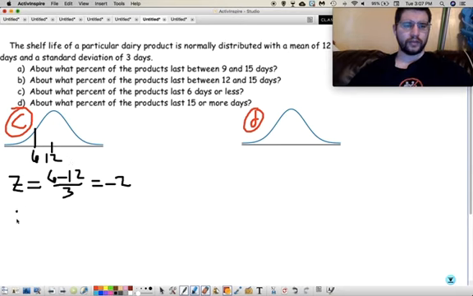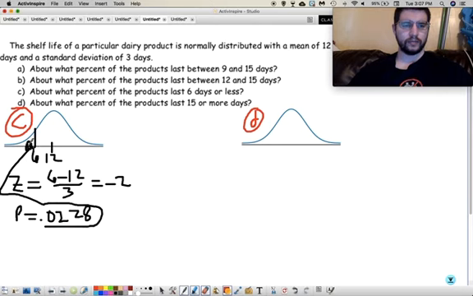So that would give us the probability is 0.0228. That's to the left. This is this area here. And it's asking for less than, that is actually what we want. So we're done, found our answer.